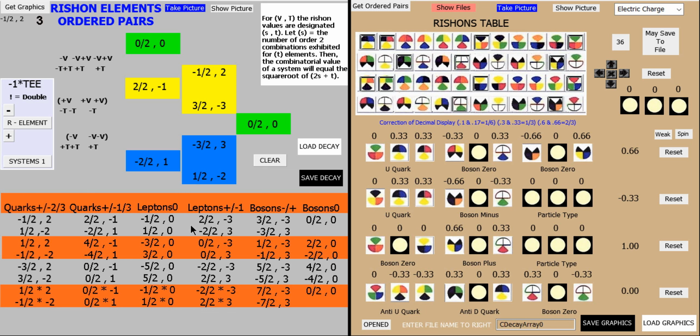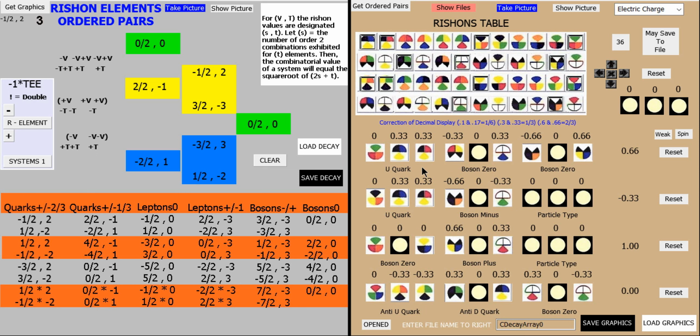Now, let's look at the quantum numbers of the C-quark decay. First, we'll look at electric charge, spin, and weak charge. So first, let's look at the electric charge of the C-quark.